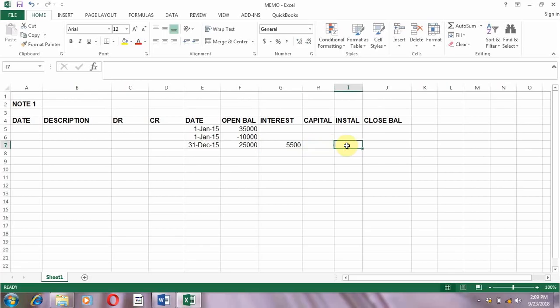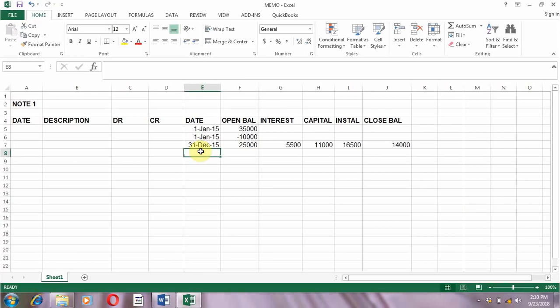I can fill out the installment that was given as 16,500. So the capital will be the installment minus the interest. So the answer for capital is 11,000. The closing balance is calculated by taking the opening balance, adding the interest, and minus the installment. The closing balance is then 14,000.